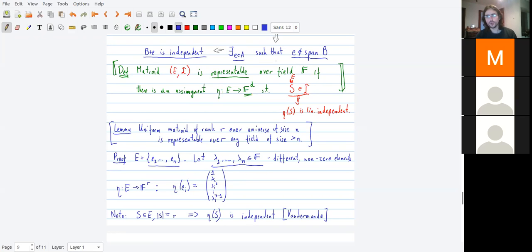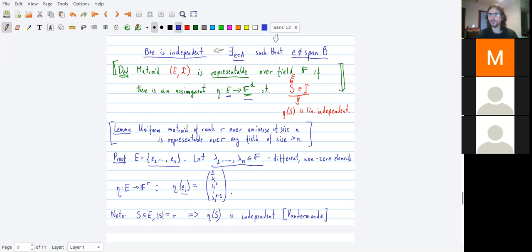My representation looks as follows. If I want to assign a vector to an element E_i, the vector that's assigned is this sort of geometric progression vector: 1, lambda i, lambda i squared, and so on, up to lambda i to the power R minus 1. So this is my representation. It is an assignment that to each element of the ground set assigns some vector from the field to the power R.